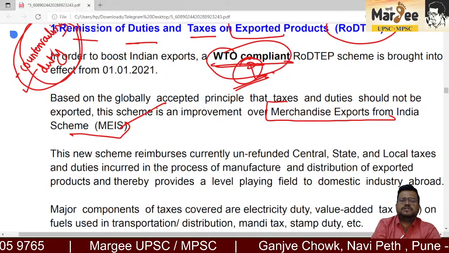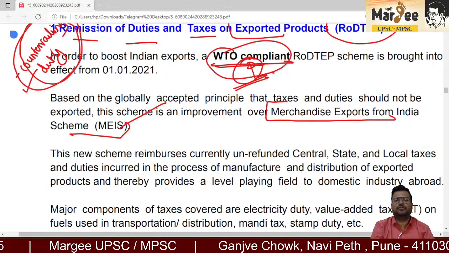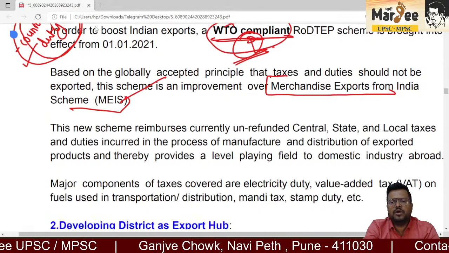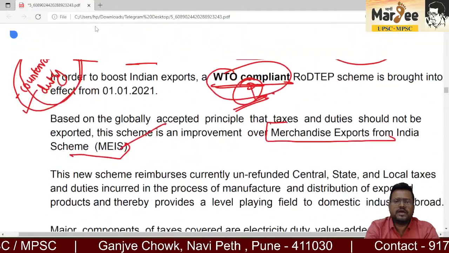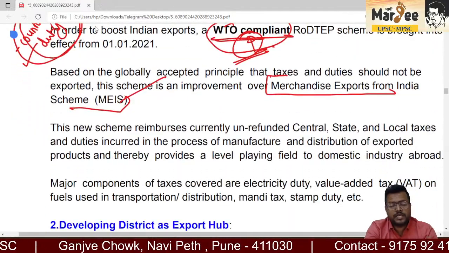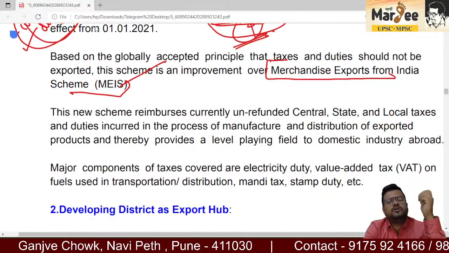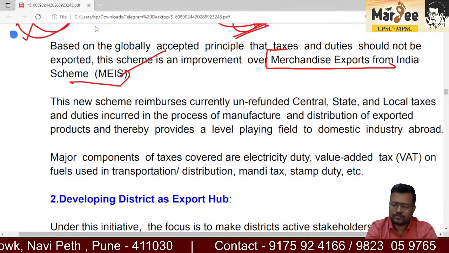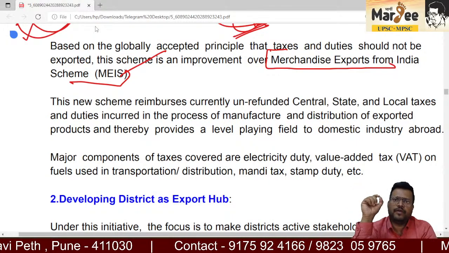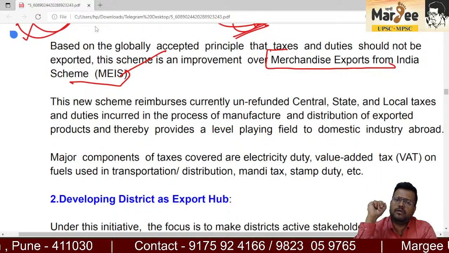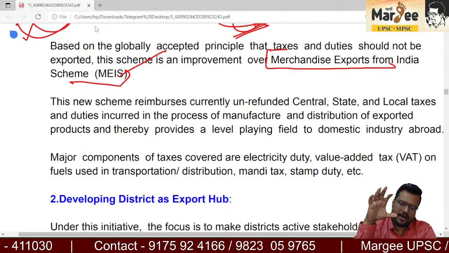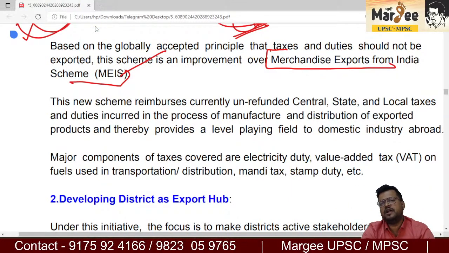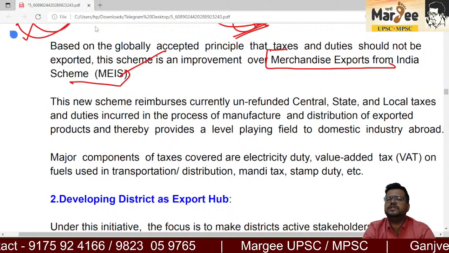That was challenged in the WTO, or it was not WTO compliant. So according to international standards, we have introduced this scheme, RoDTEP. What is remission of duties? See, the basic purpose of this scheme is that with exports we should not export our duties. Various duties are levied domestically on a product made in our country. When a product is exported, due to those duties its price artificially increases, and in a way the duties also get exported.